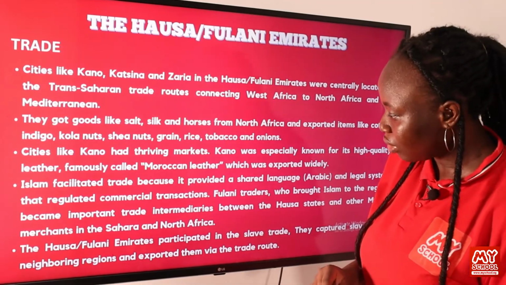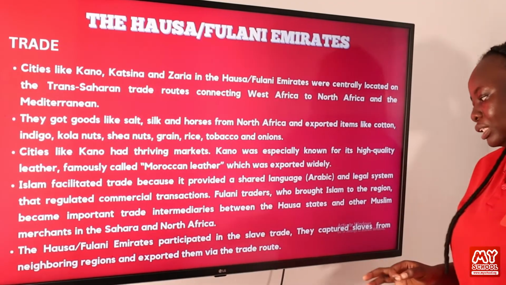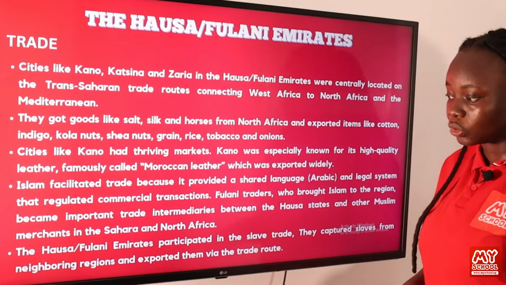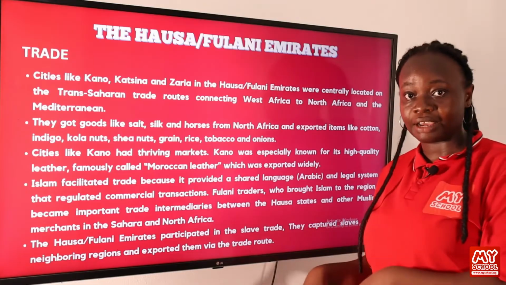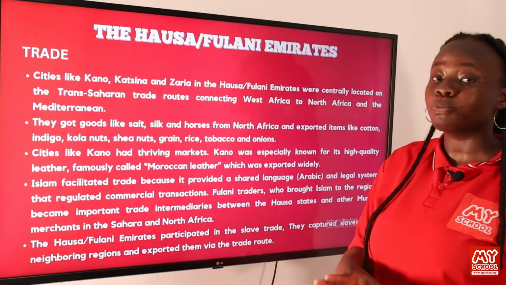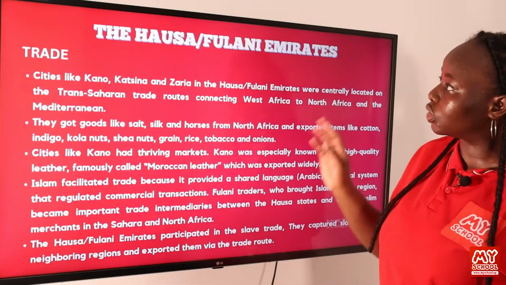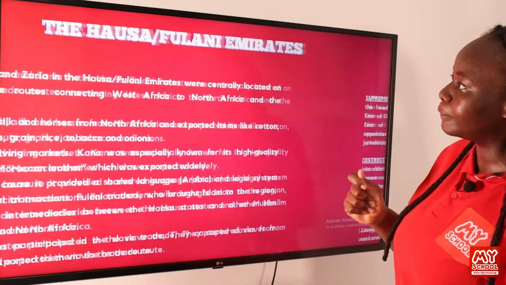The Hausa/Fulani Emirates participated in the slave trade. They captured slaves from neighboring regions and exported them via the trade route. And so that's how slave trade began in Africa. It was also present in other regions within the Nigerian society. Now let's move on to the next slide.